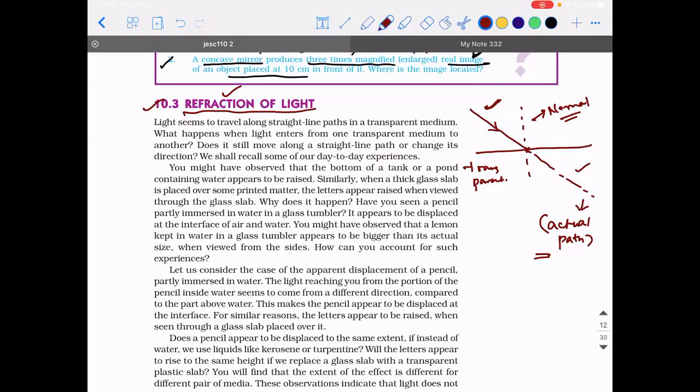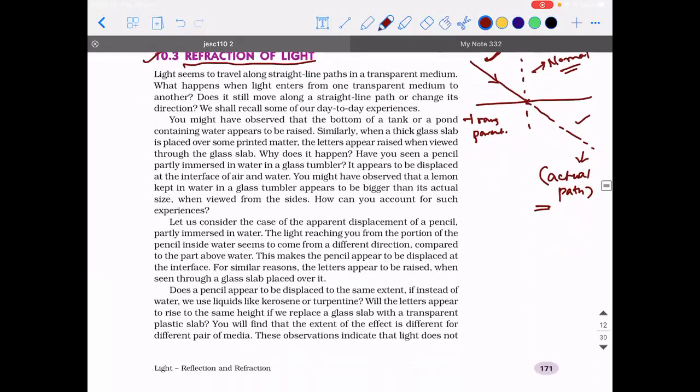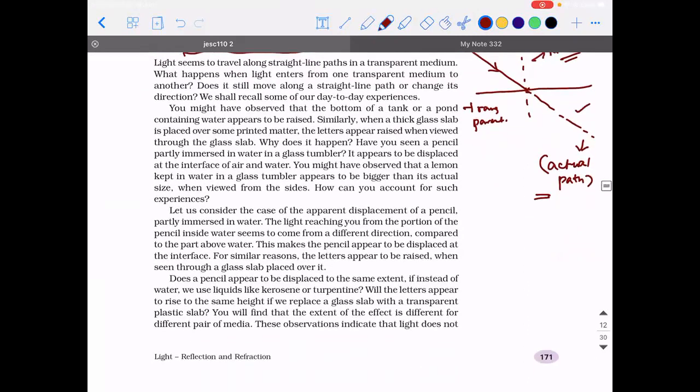So the best example is something like this, guys. They have given, let me read out. You have to observe all these things. You might have observed that the bottom of a tank or a pond containing water appears to be raised. Have you ever observed this? If you have a water tank, or you go to a pond, and you try to look at the bottom, if you're able to see the bottom from the top, you can see that it is slightly raised. And why is it happening? Because of this particular phenomenon.